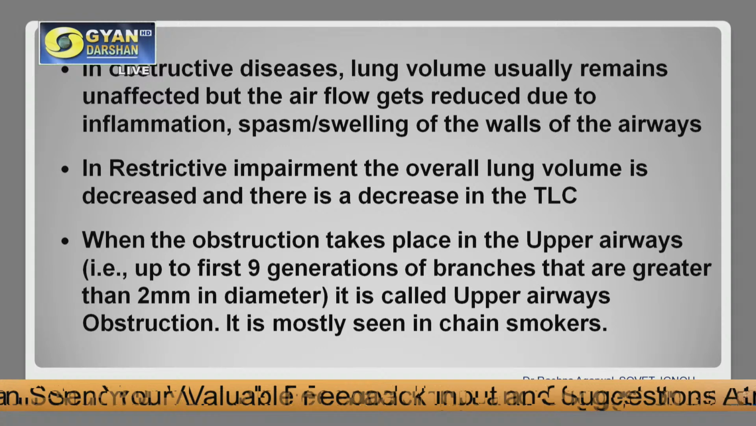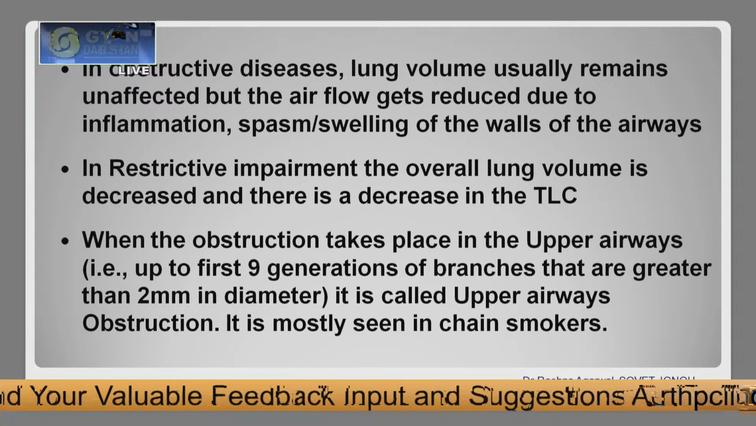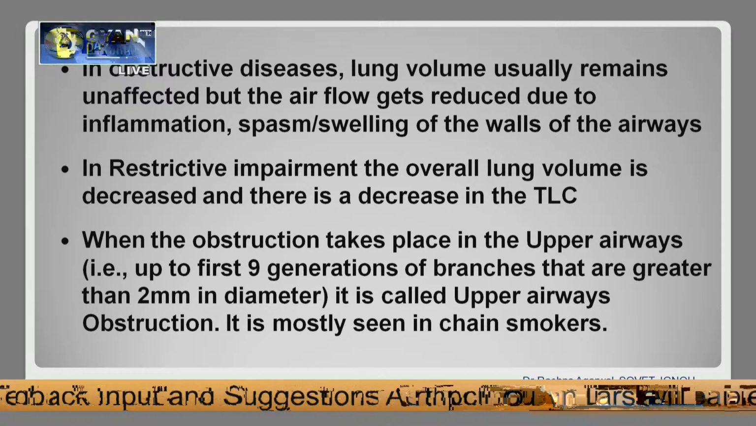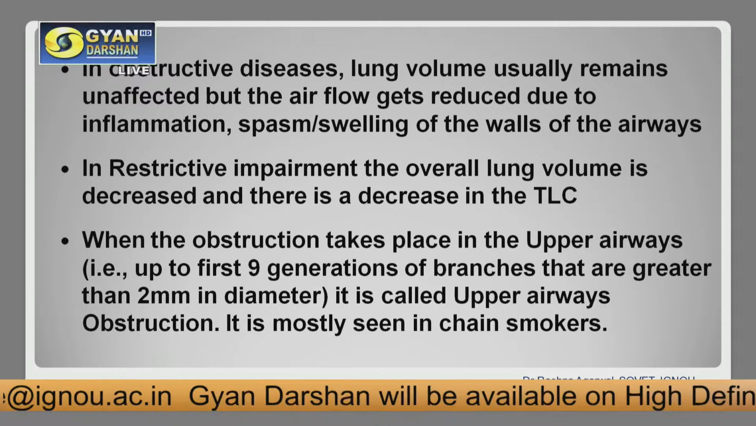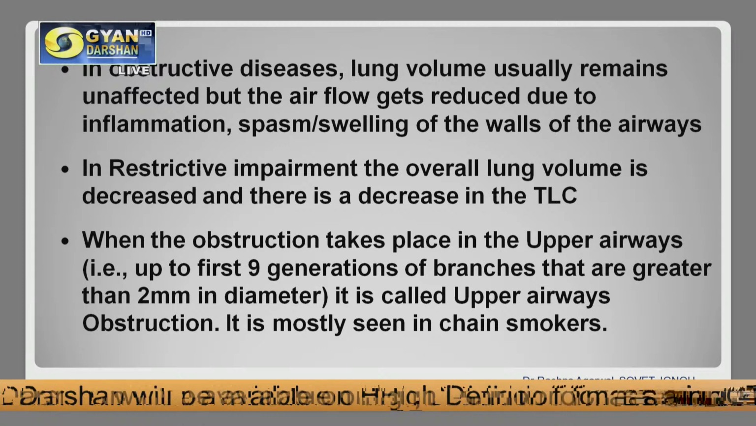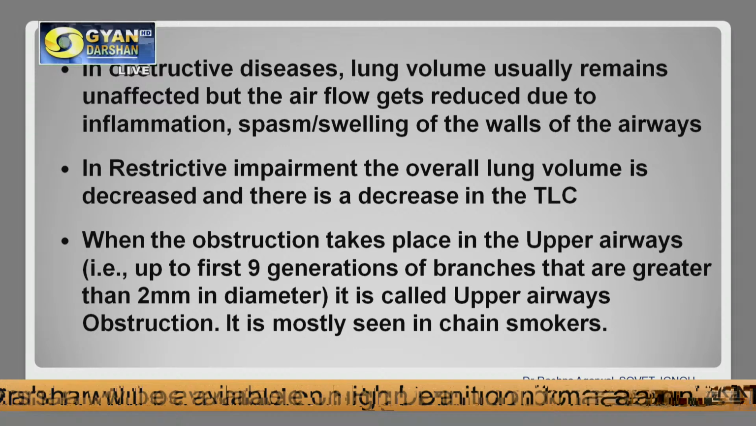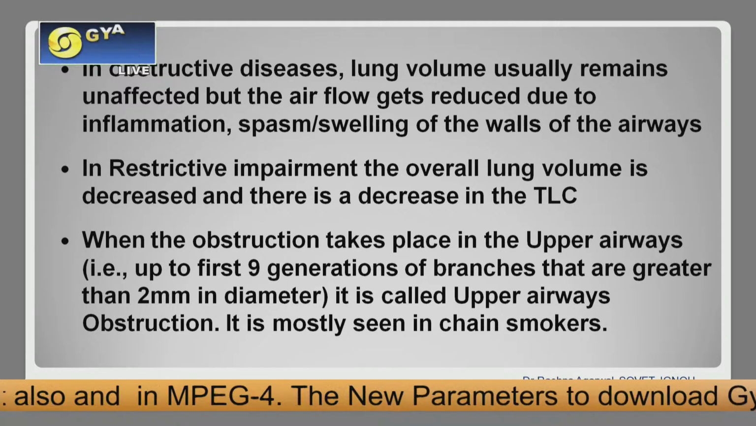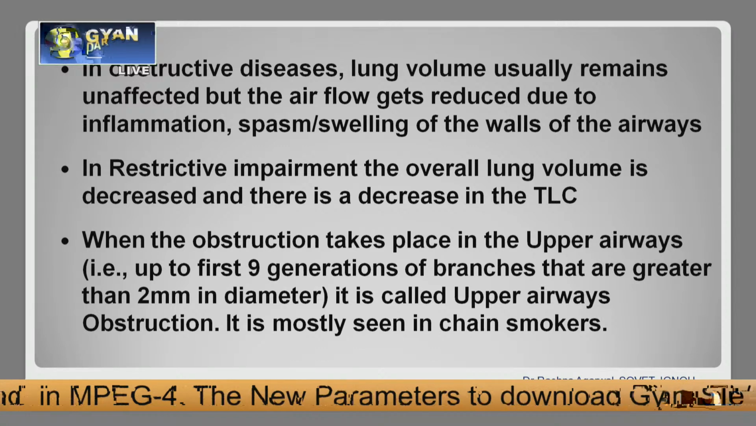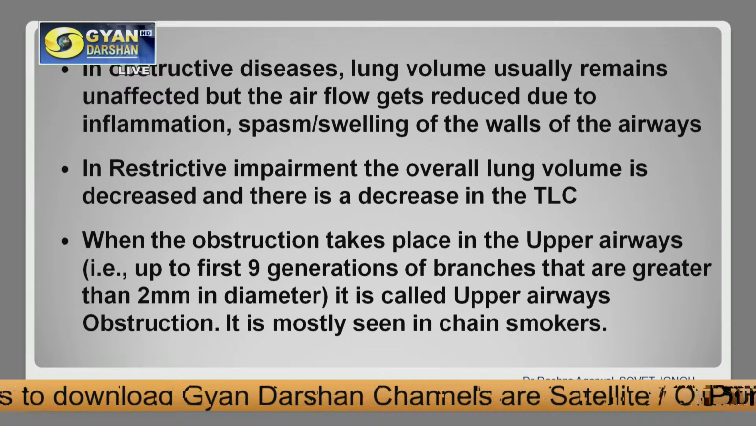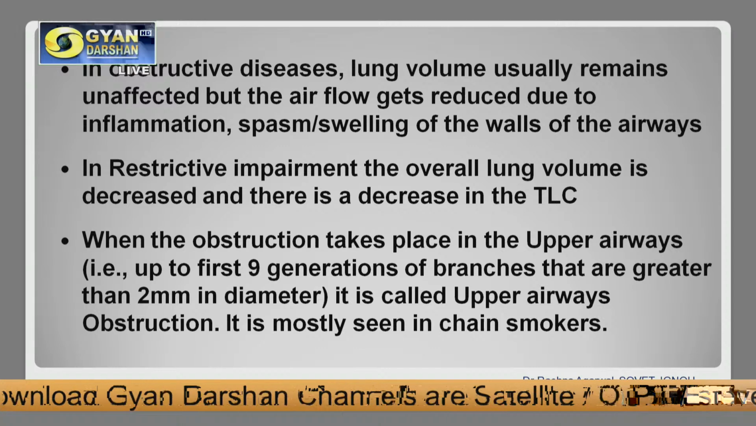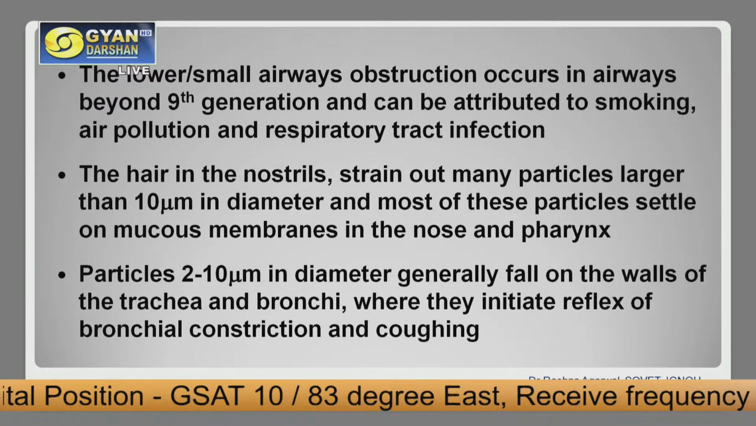And when obstruction takes place, it is the upper airways obstruction, and you can imagine that the smaller tubules are further down, further smaller in size, further reduced. But the upper ones, we see that they are still larger, and they are maybe around or greater than 2 millimeters in diameter. So in chain smokers, these upper airways become narrowed. So forget about the lower ones; they are already damaged. But even the upper ones get blocked or obstructed.